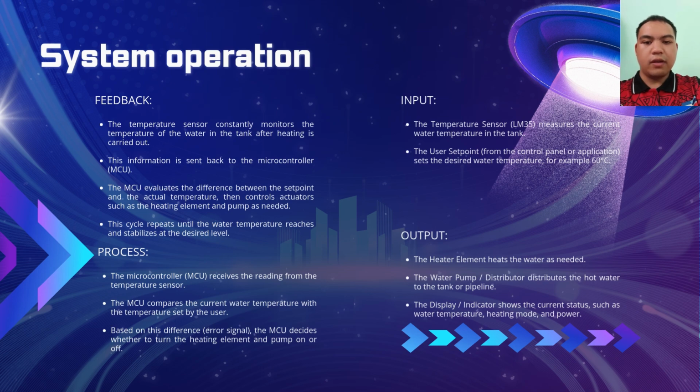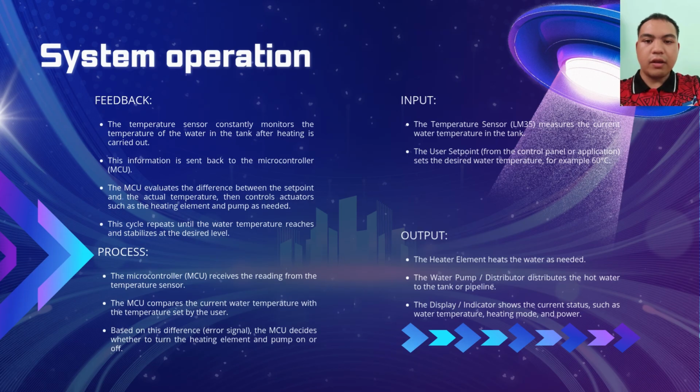Based on this difference, the MCU or microcontroller decides whether to turn the heating element and pump on or off. The third is output. The heater element heats the water as needed. The water pump distributes the hot water. The display or indicator shows the current status such as water temperature, heating mode, and power.